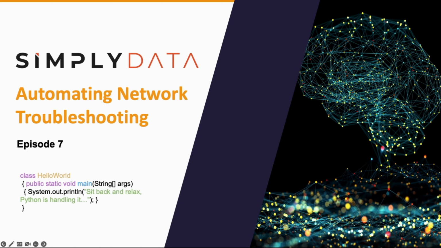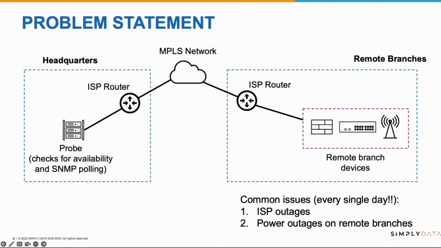Before diving into the demo, allow me to give some background on what we are trying to automate. We are managing the entire network infrastructure for some of our customers. For these customers, some of their branches are located in remote locations where there are power supply and WAN connectivity challenges. The problem is that whenever a device offline alert is triggered in our network operations center, we do not know immediately whether it is an ISP outage or a power outage, ISP being the internet service provider.